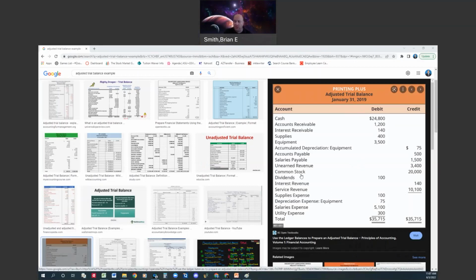Common stock is an equity account that we're gonna learn about in Accounting 112, and dividends is also something we pay out as a corporation. Both of these are for corporations. So what we're gonna do is call common stock our owner's capital account and dividends our withdrawals, because they function the exact same way, and they're essentially the same thing, just from the corporate standpoint.